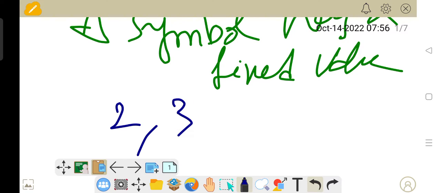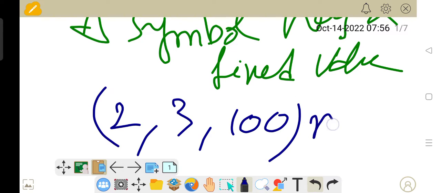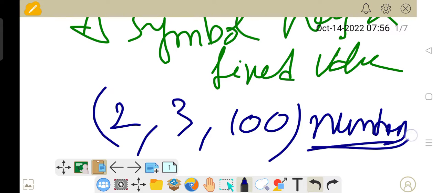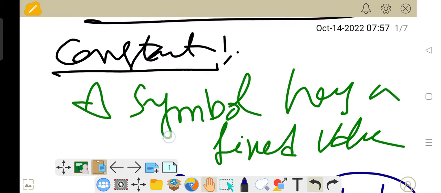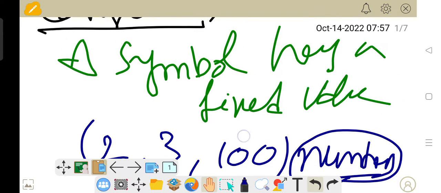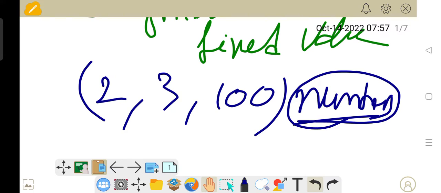And the second one, 3 is a symbol. It has a fixed value. 100 is a symbol. It is a fixed value. A symbol that has a fixed value is called a constant. In mathematics, we use numbers as constants. Numbers have a fixed value. Do you understand what is a constant? It means a symbol has a fixed value, for example 2, 3, 10, 100, whatever it may be.